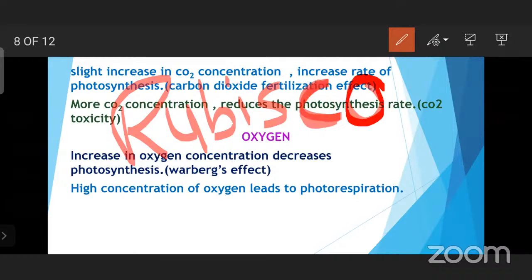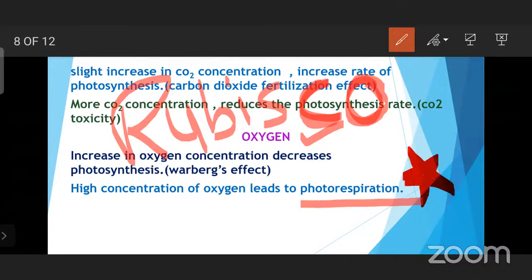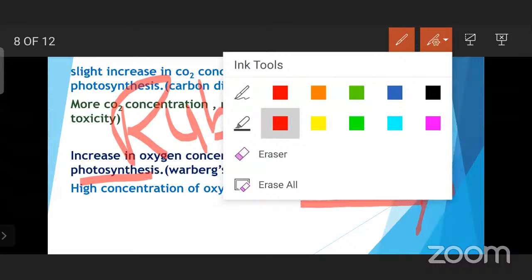But if it becomes oxygenase due to a higher concentration of oxygen, we will have photorespiration taking place. This photorespiration is a wasteful process. If it is taking place, it will affect the photosynthesis. So here the oxygen concentration, if it is increasing, is going to decrease the photosynthesis. And this is called Warburg's effect.